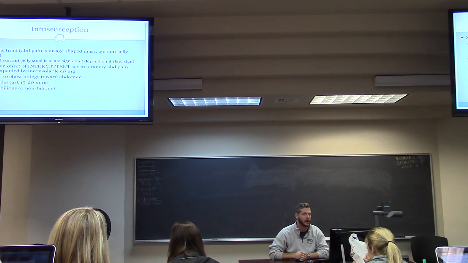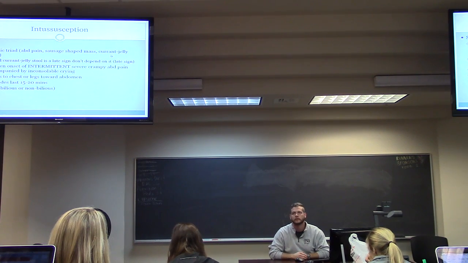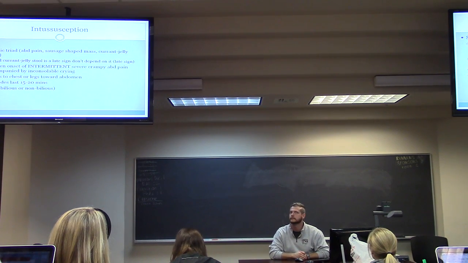Rarely. When you get to this point, what do you think is causing this red currant jelly stool? Is it just a cool new enzyme that's created that turns their stool red and jelly-like? Is it auto-digestion, maybe? Kind of on the same path. There's not a lot of digestive enzymes or stomach acid in the small bowel that's going to digest itself, but you're kind of close.